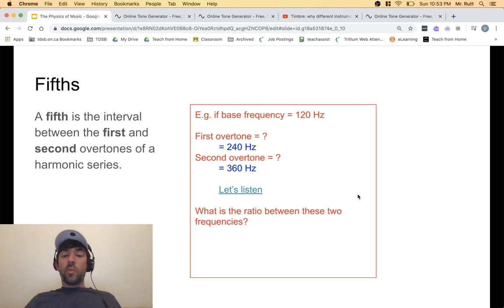So what is the ratio between these two frequencies? In this case, it's 1.5. You can divide the numbers, 360 divided by 240, you get 1.5. Or if you put it as a fraction, it is 3 to 2. So the ratio between fifths in music is always 3 to 2 in terms of their actual frequency.